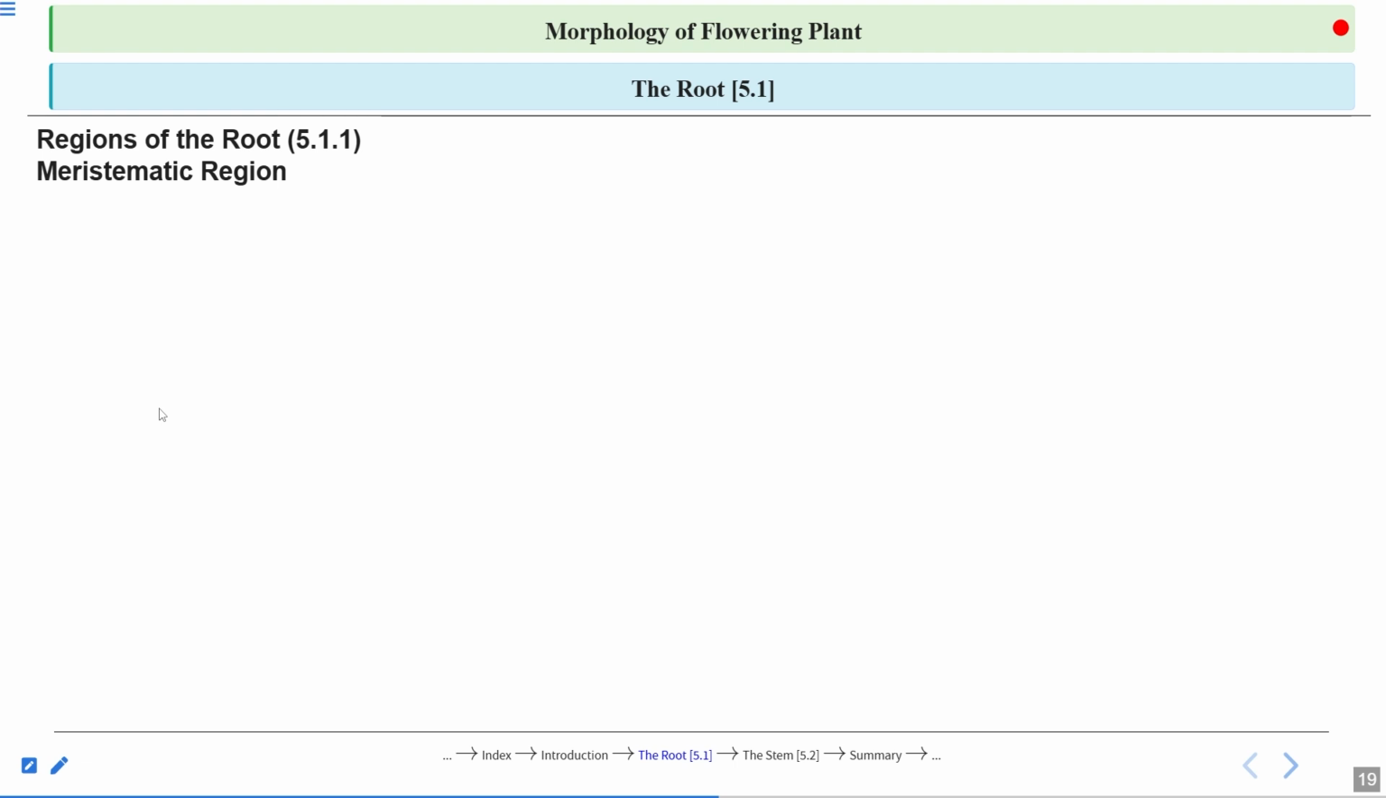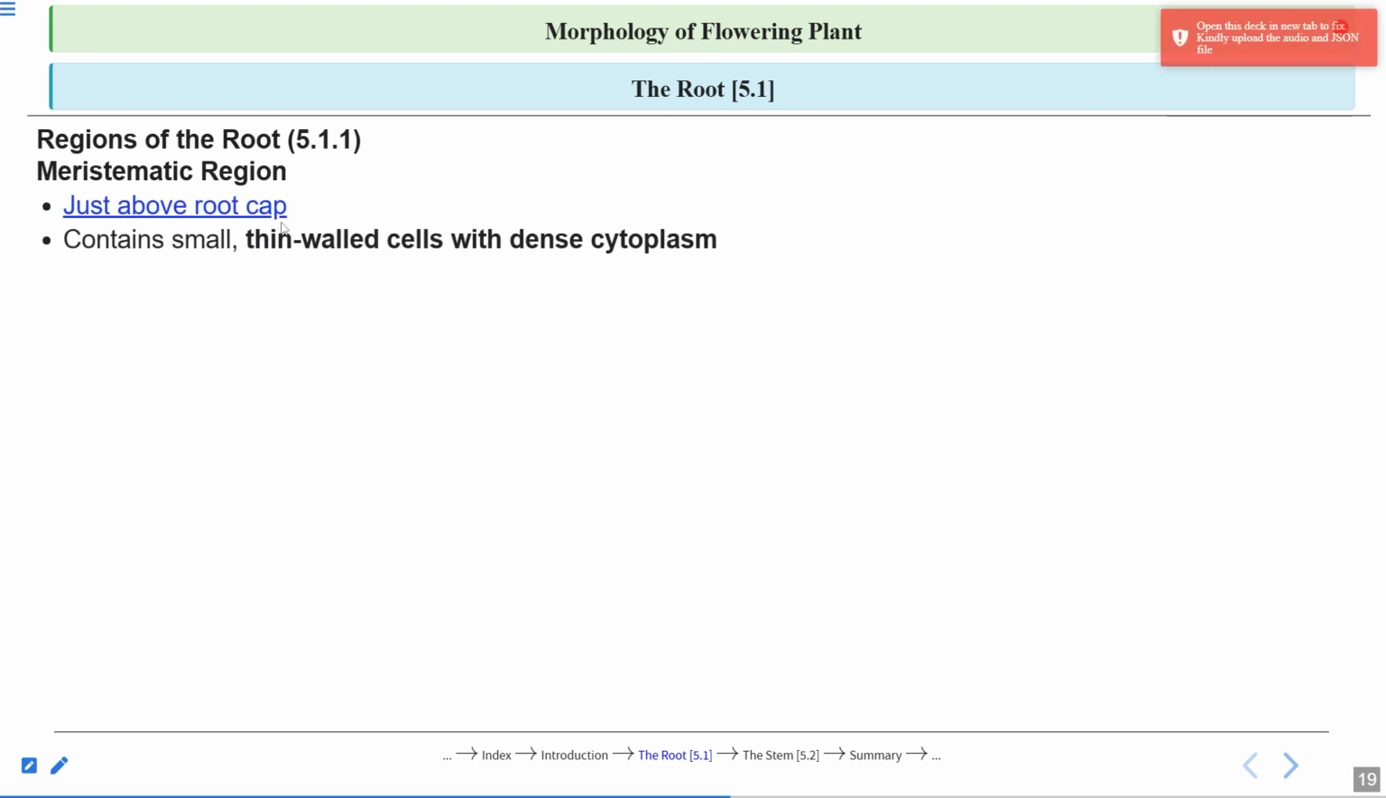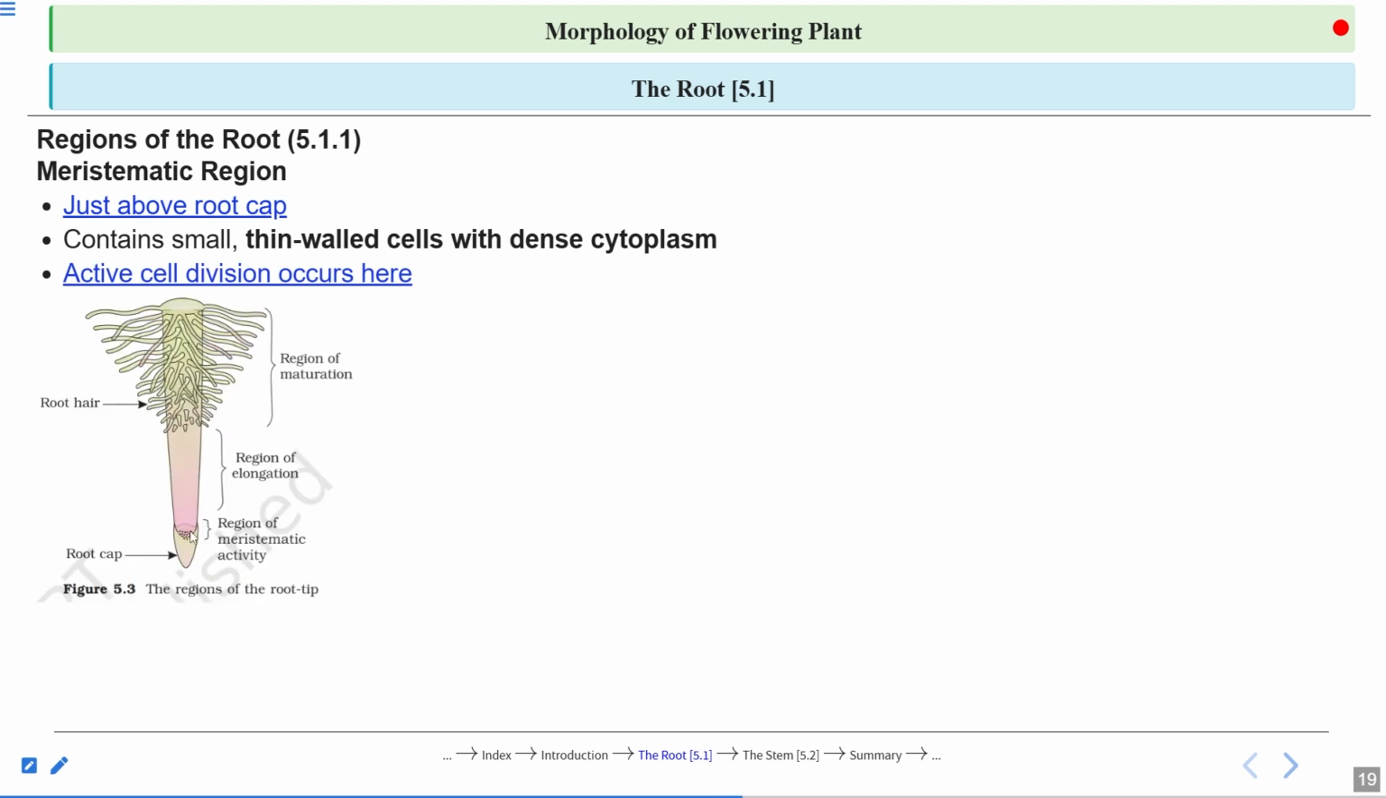Meristematic region. Just above the root cap, they are present and they contain small thin-walled cells with a dense cytoplasm. So this is showing the meristematic activity. Continuously they are in the dividing phase. Active cell division occurs here. So this region, a very small region, is the region of meristematic activity.